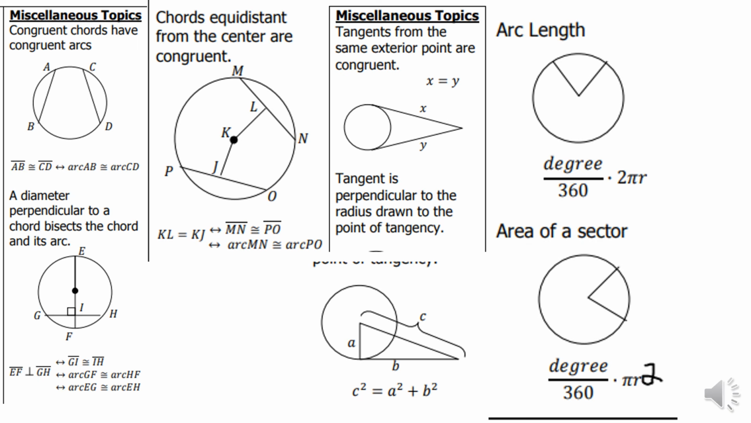Arc length is angle over 360 times the circumference. Area of a sector is angle over 360 times pi r squared. So 2 pi r and pi r squared, that is circumference and area. All you need to remember is do your angle divided by 360 and multiply by whatever goes with it. Circumference and arc length, area of a sector and area.